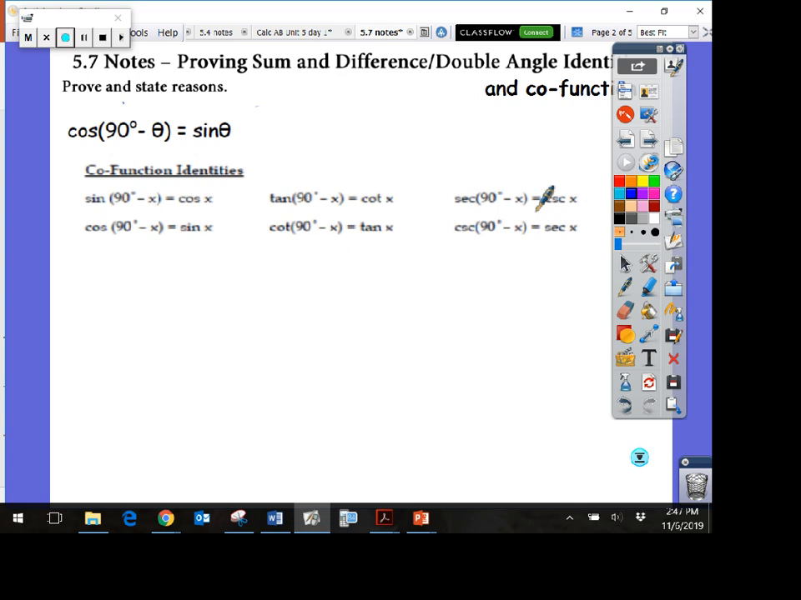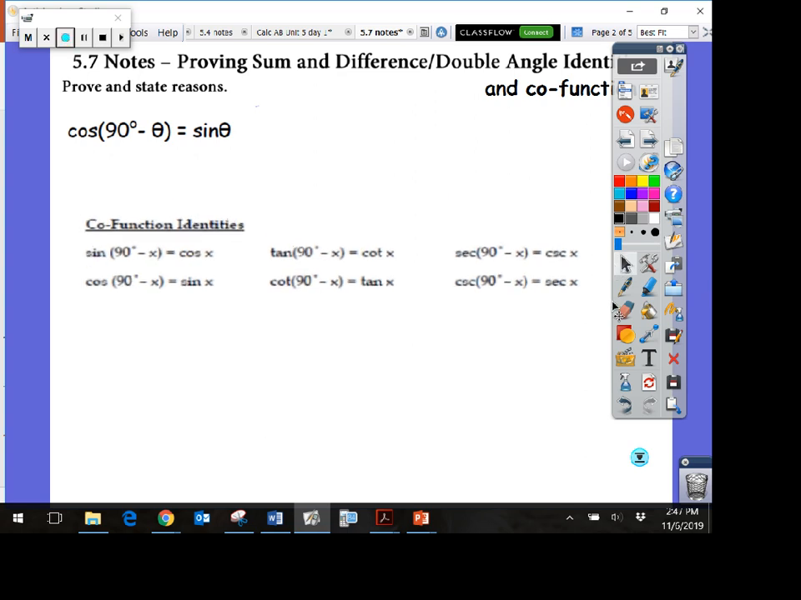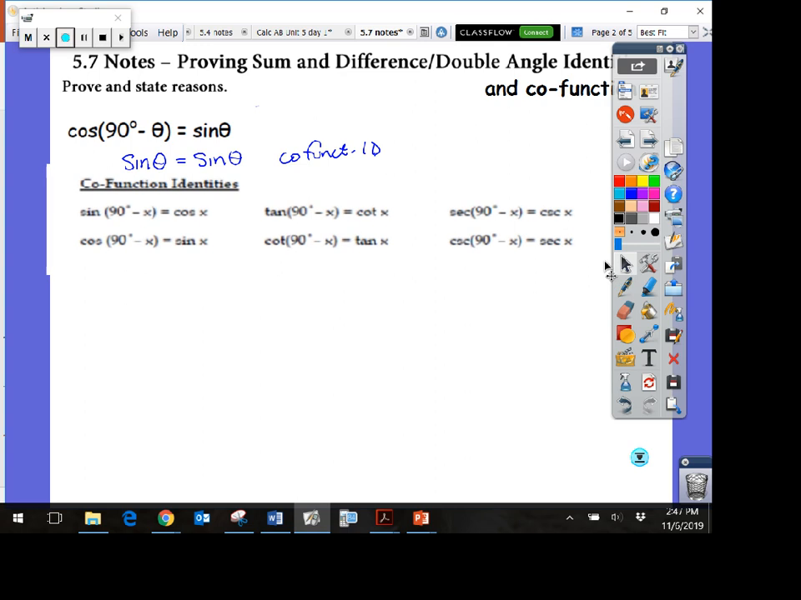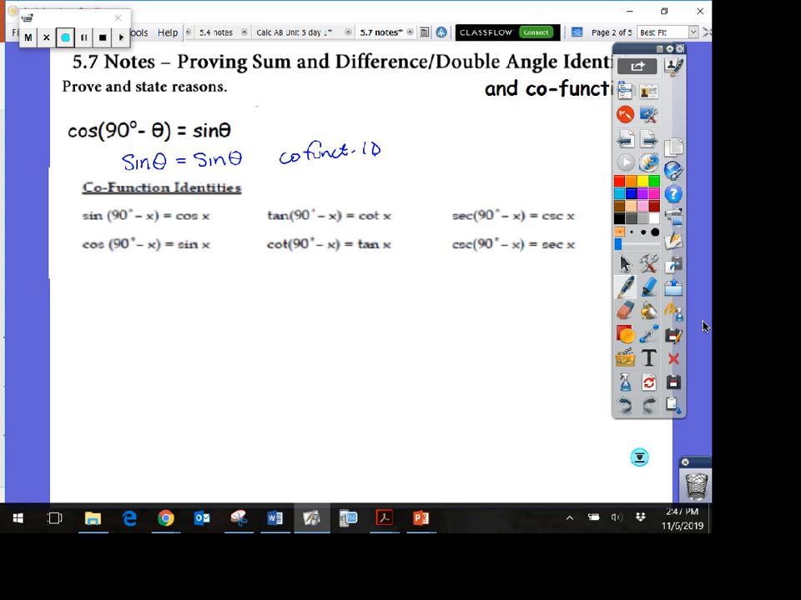is this. If I saw that this was the cofunction ID, sine of 90 minus x equals cosine of x, this equals sine of theta. Keep the right side. And my reason is cofunction ID. And I'm done, if you recognize it. If you don't recognize it, because you just can't remember what the cofunction is, you could use the sum and difference.